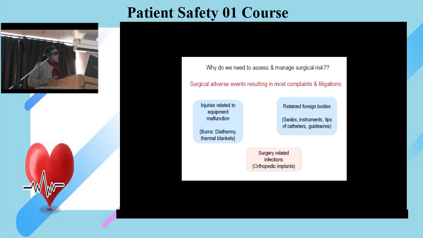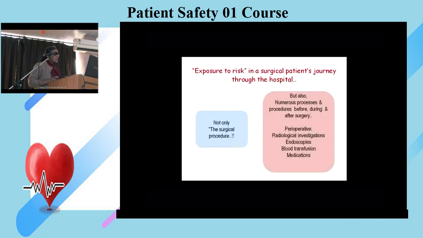So if you look at a surgical patient's journey through the hospital, the exposure to risk is not only during the surgical procedure, but also during numerous processes and procedures that this patient has to go through before surgery, during surgery, and after surgery, which means the perioperative radiological investigations, any endoscopies if needed, blood transfusions, and n number of medications that this patient is going to receive.